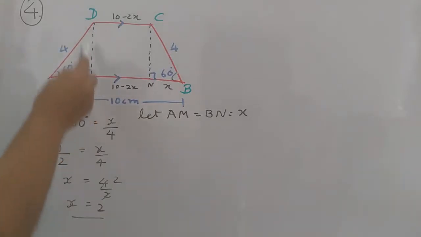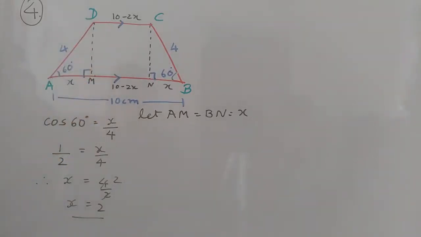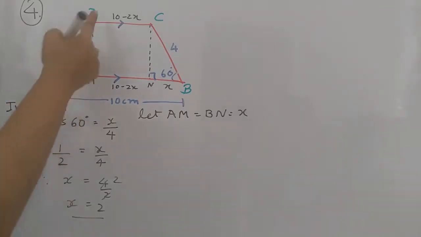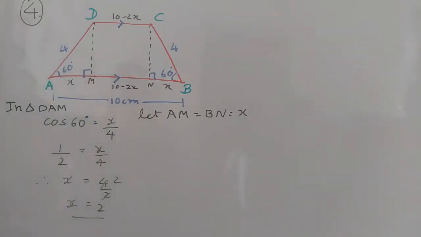Now this is the right angle triangle and this angle is given as 60 degrees. So I take cos 60 degrees to get the X value in this triangle. So you can write here, in triangle DAM, cos 60 degrees is equal to adjacent upon hypotenuse, so X by 4. Cos 60 value is 1 by 2, so 1 by 2 equals X by 4. To get the X value, 4 goes to that side, 4 by 2. So X is 2. Means AM and BN, what we have chosen as X, X, both are 2 centimeters.